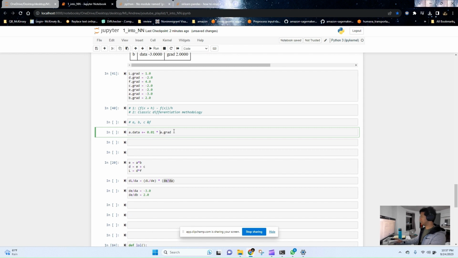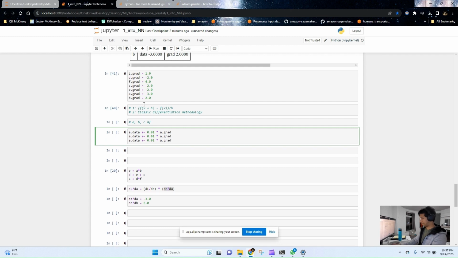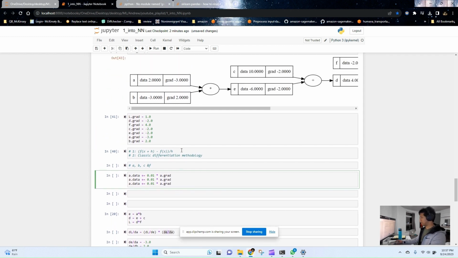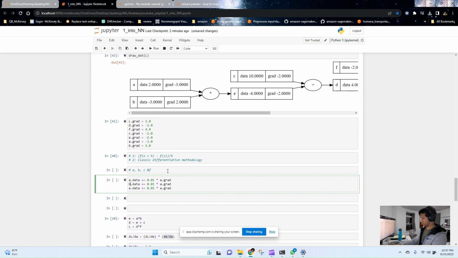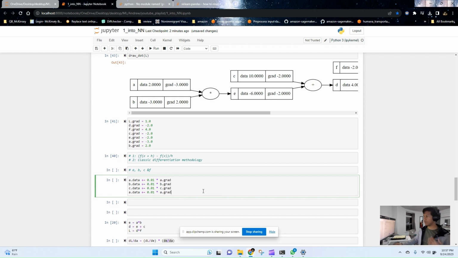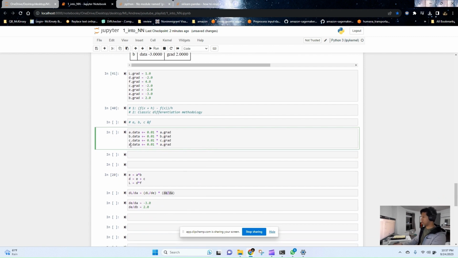So I'm going to update B as well, and then we have C and F, right? So C and F. With this, we are updating our weights.